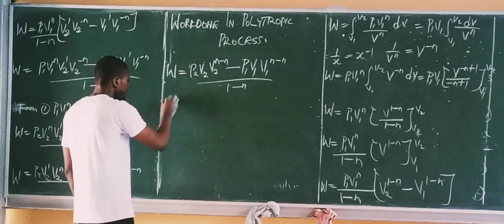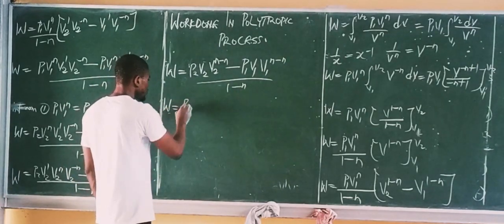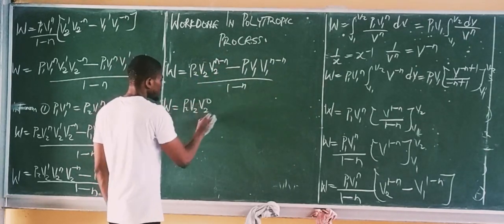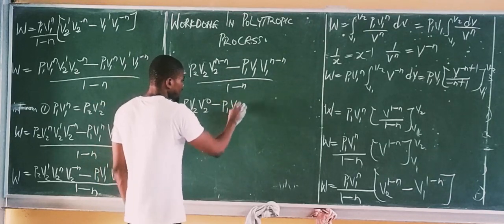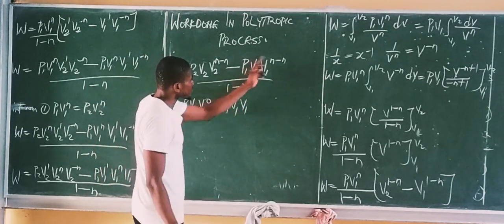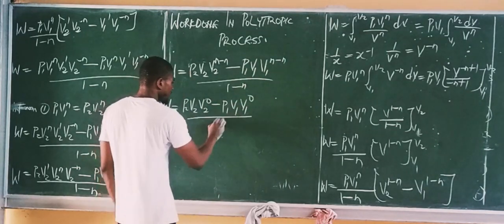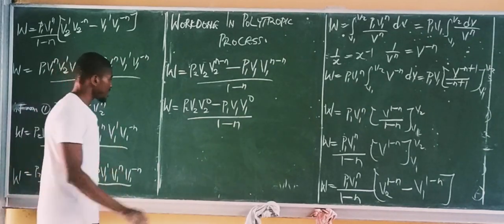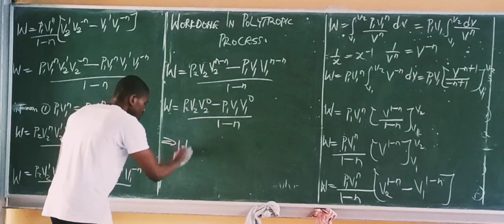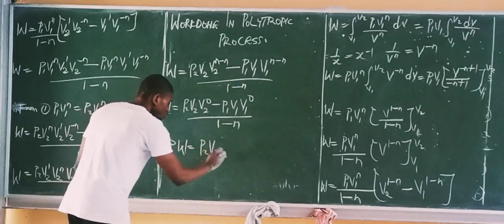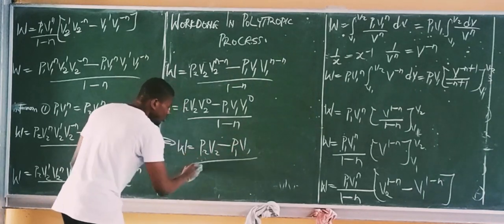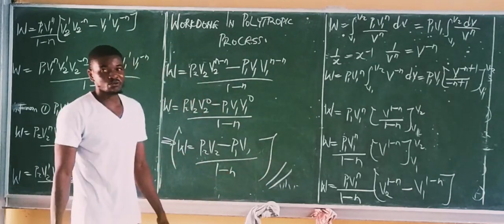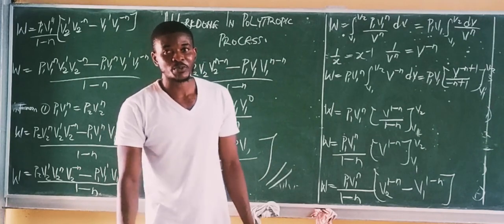Okay, so work done is now equal to p2 v2, n minus n is 0, so I simply have v2 to the power of 0, minus p1 v1, n minus n is also 0, so I simply have v1 to the power of 0, all over 1 minus n. As usual, whenever a variable is raised to the power 0, it's simply 1. So this implies that work done is now equal to p2 v2 minus p1 v1, all over 1 minus n. Okay, so that's it. Alright guys, that's how to derive the work done in the polytropic process.